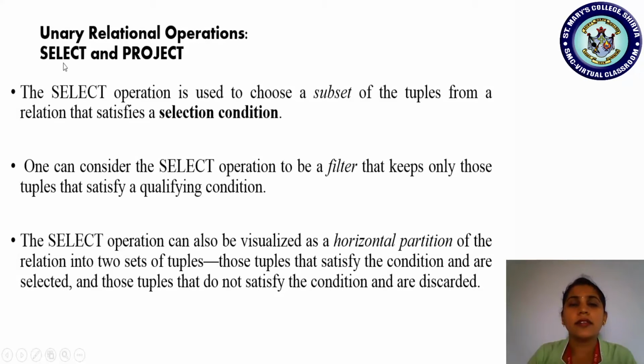They are the new terms you come across: select and project. These are the two operators we have to get the data or records from one single relation. So what is the uniqueness with these select and project operations? Let us look into the further concepts. The select operation is used to choose a subset of the tuples from a relation that satisfies a selection condition. You know that a relation has a number of tuples.